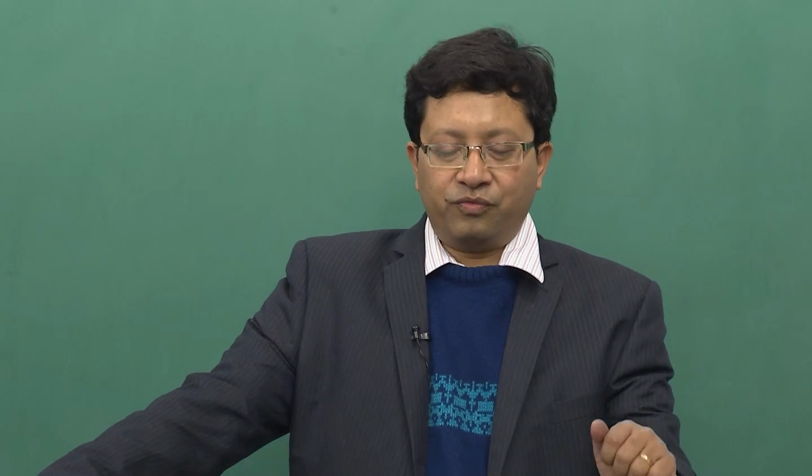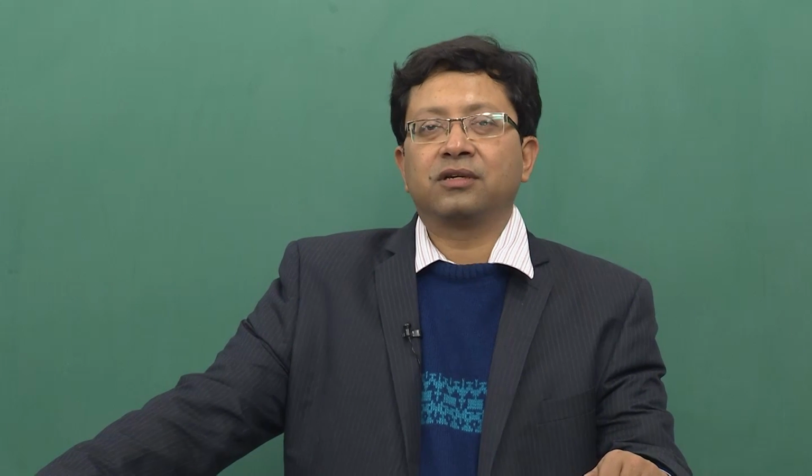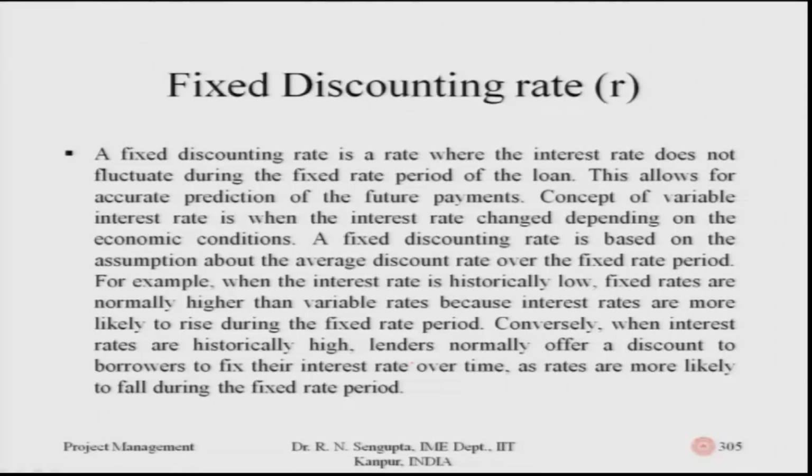So, we are continuing with interest rate, fixed interest rate, variable interest rate and then net present value. We will consider the concept of fixed discounting rate, which is slide number 305. As written in slide 305, a fixed discounting interest rate is a rate where the interest rate does not fluctuate during the fixed rate period of the loan.